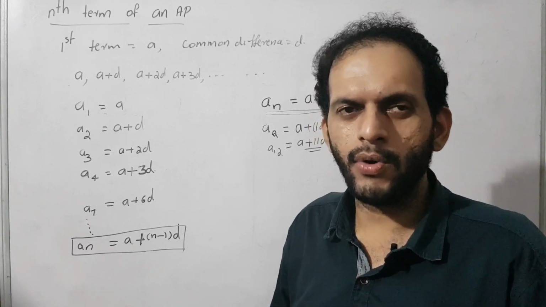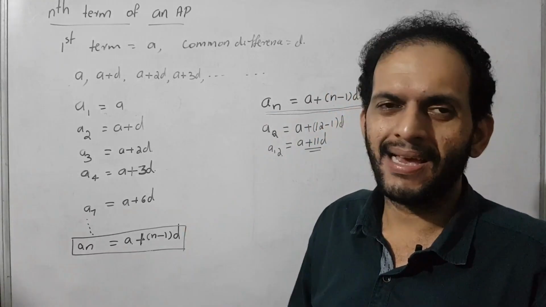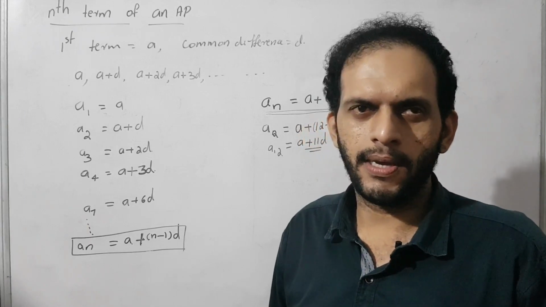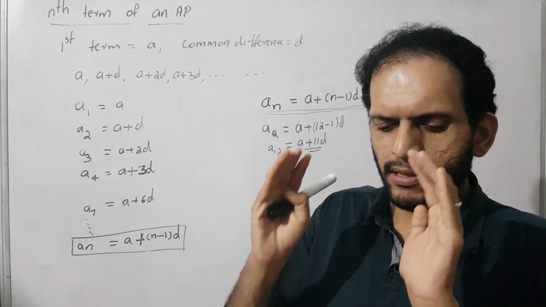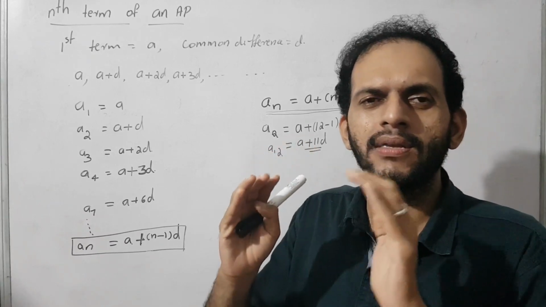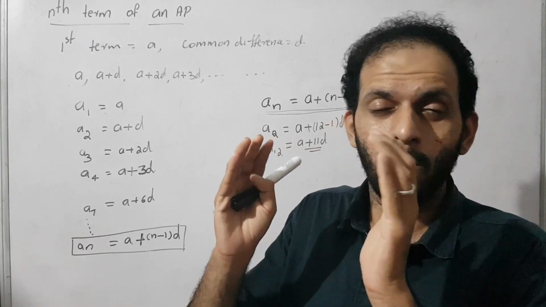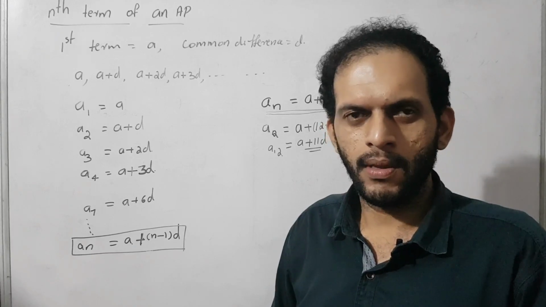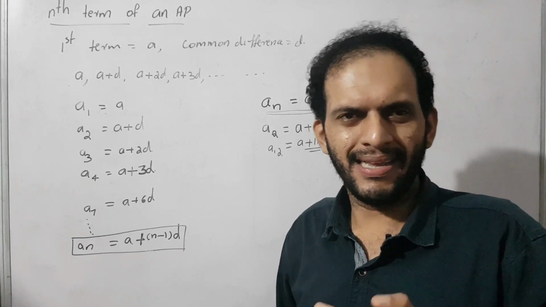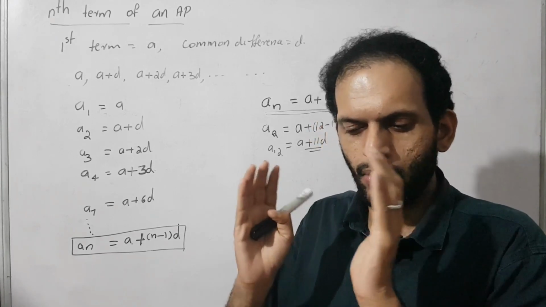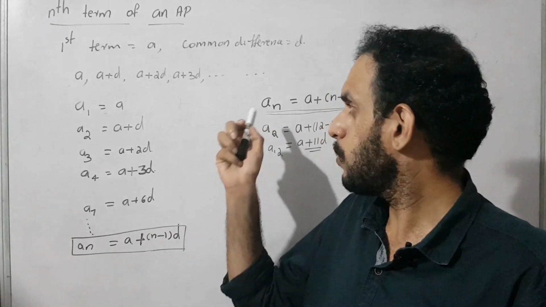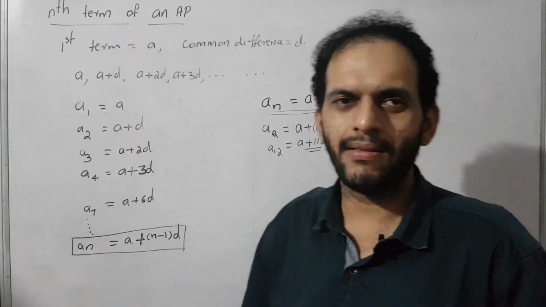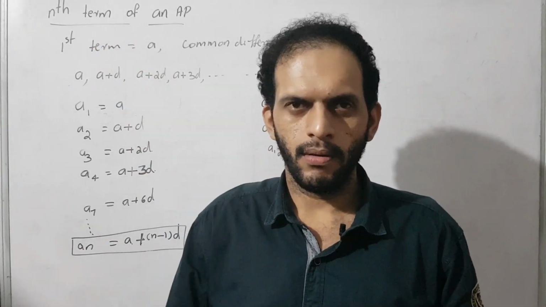In some situations, we call it the last term of an AP, or the nth term of an AP. Nth term means this is the equation we use to find the term of some particular position, like the 29th term or the 30th term. If we need to find the term of some particular position, we use this one. That is why we call it the nth term of an AP.